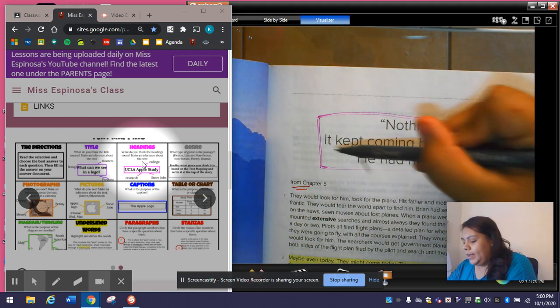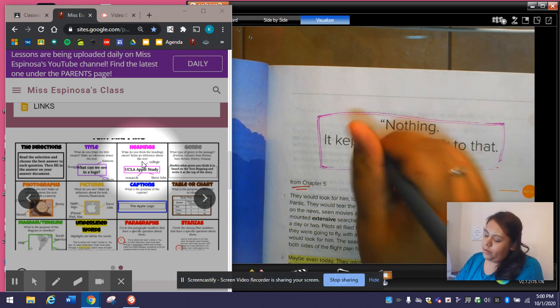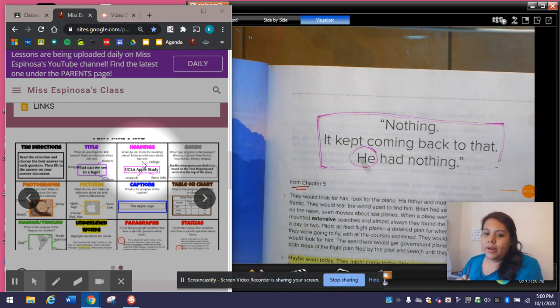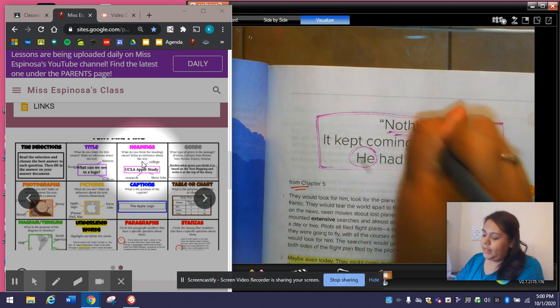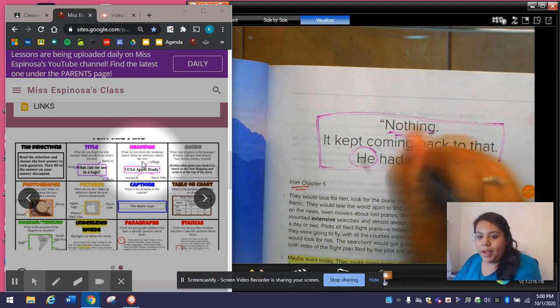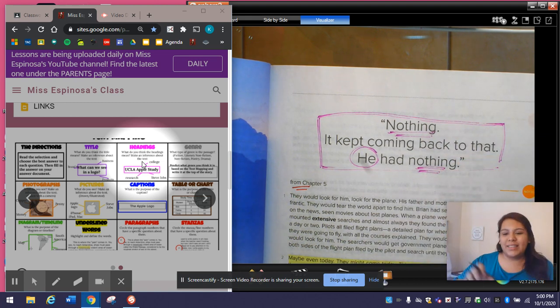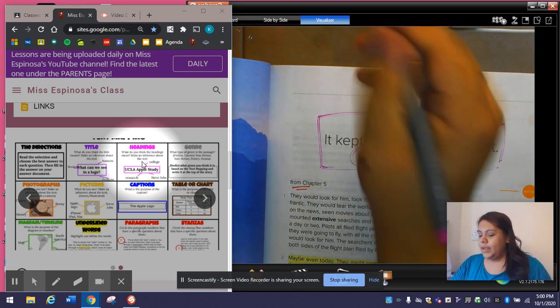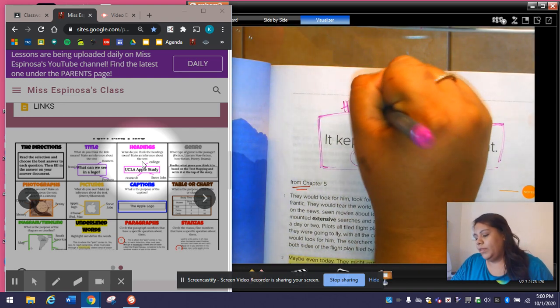Nothing. It kept coming back to that. He had nothing. So we already know the story might be in third person, so we are outside of the action. We don't know how he's feeling. Okay, we see the repetition where it says nothing twice and how he kept coming back to it. So this is going to be a focus. Now, those are just inferences. We're just discussing it. Okay, so I'm going to count this as a heading just for reading purposes.